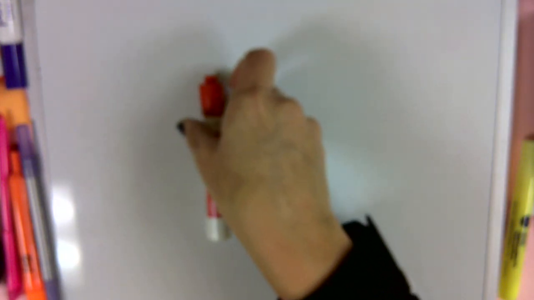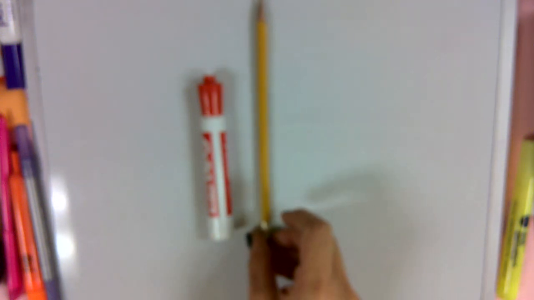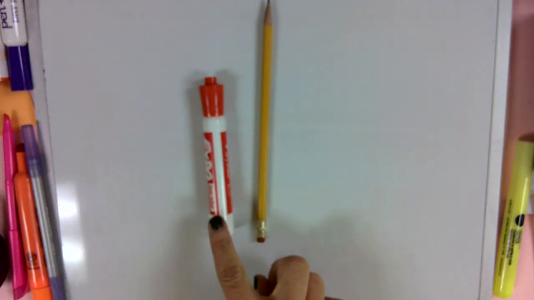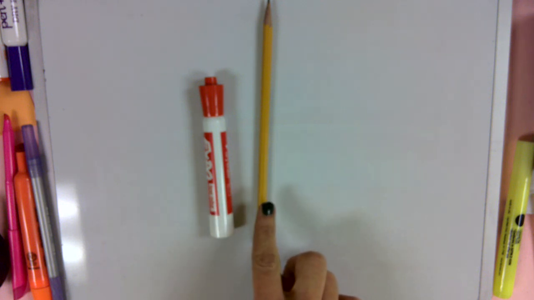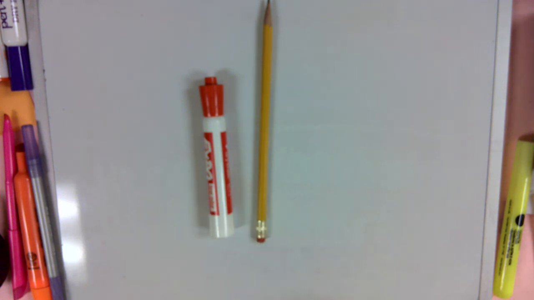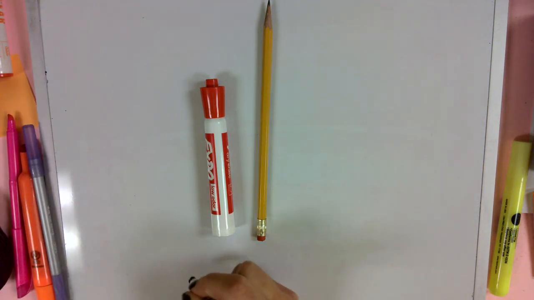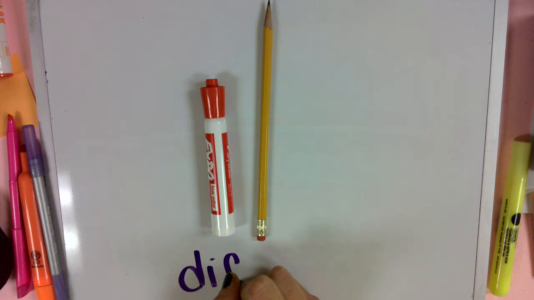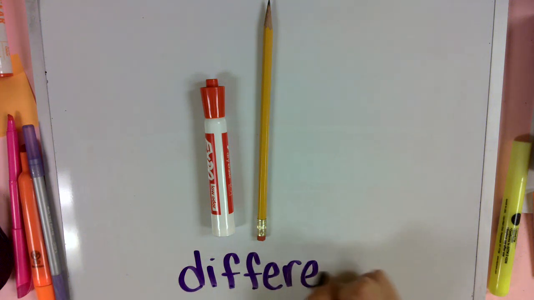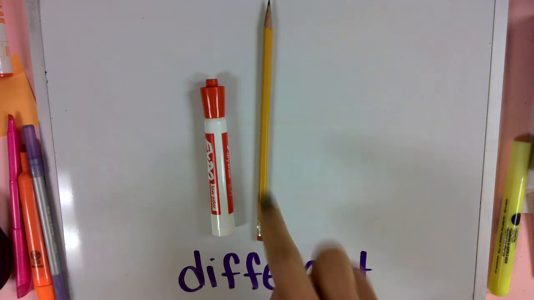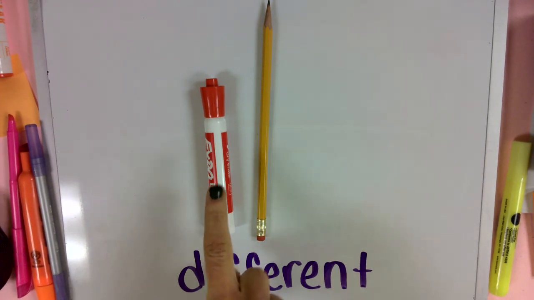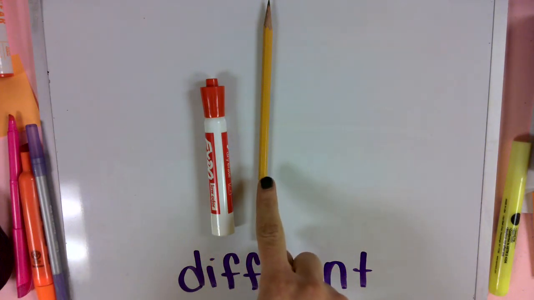Now, here is another marker, red. Here is a pencil. Are these two the same or are they different? Different is correct. Great job. These two are different because this one is a marker and this one is a pencil.